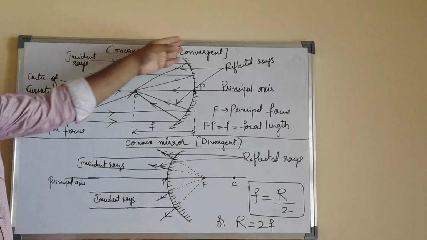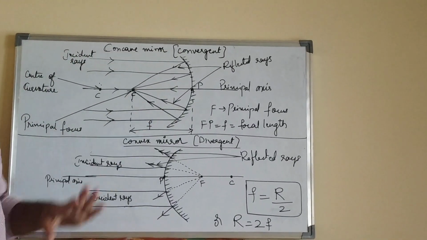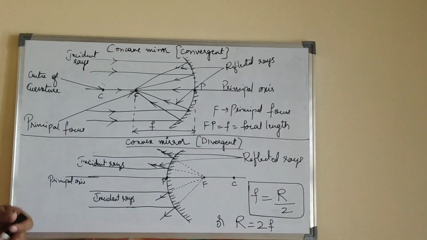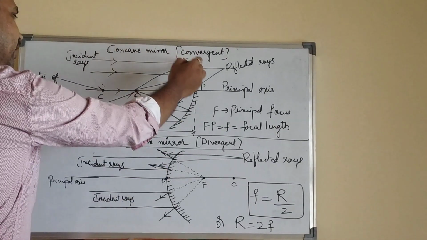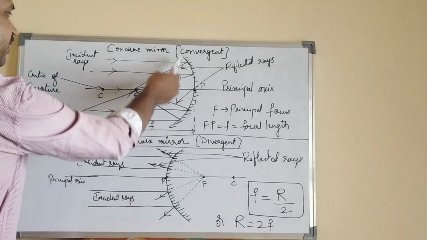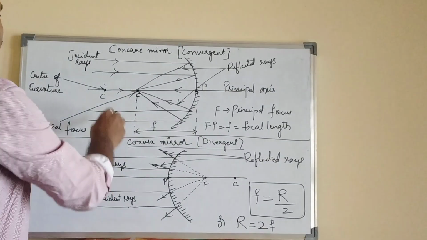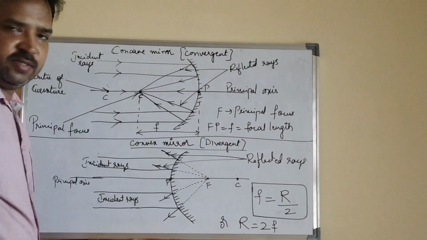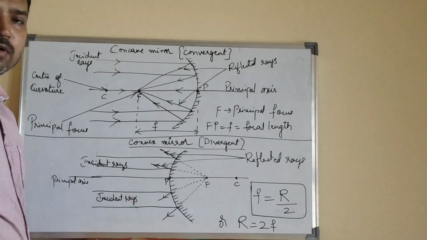Why is concave mirror convergent and convex mirror divergent? In the explanation you will come to know. Now we have the convex mirror. You know what a convex mirror is, right? This is the convex mirror. We have the principal axis. Along the principal axis, what are the things present?